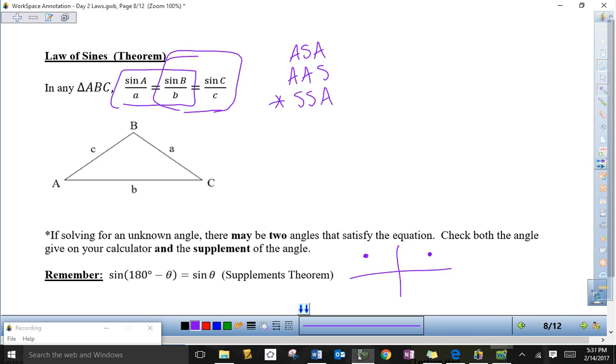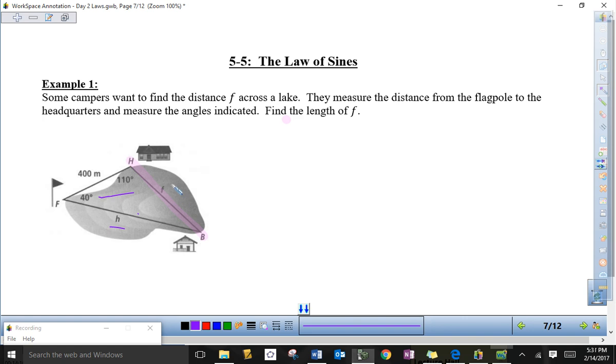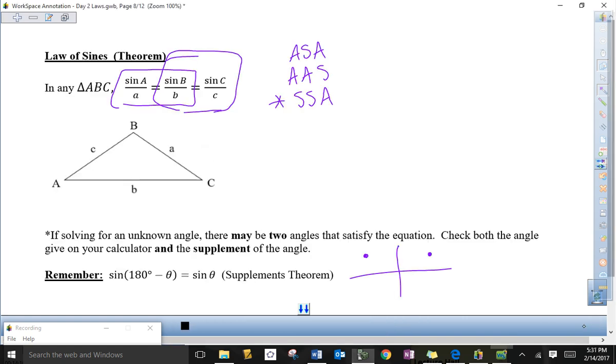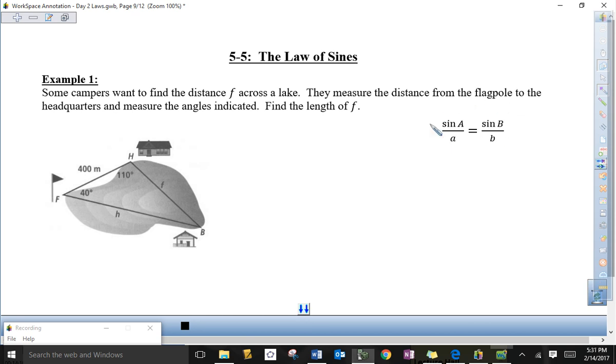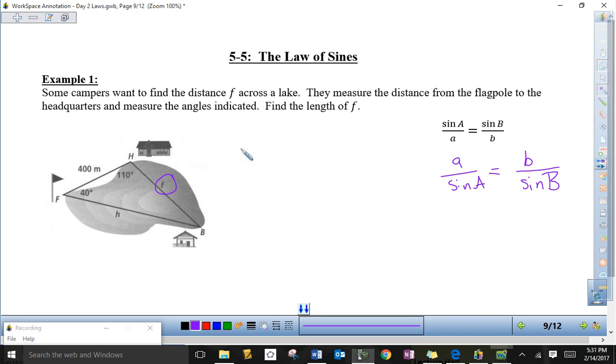Okay, so let's go back to the camp problem and deal with finding this missing side F. Now, on your equation here, we've got in the proportion angles on top and sides on bottom. I'm going to tell you that it might be better to flip this around and have sides on top and angles on bottom. The way to know which one to do is by where your unknown is. Our unknown here is a side. We'll want to put the side on top. Always, if you can, put your unknown on top, and that will save you some extra work when solving.